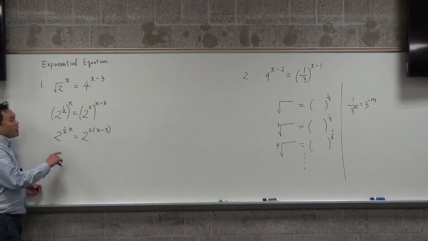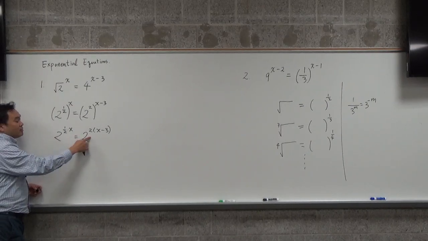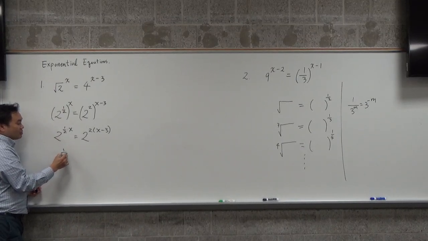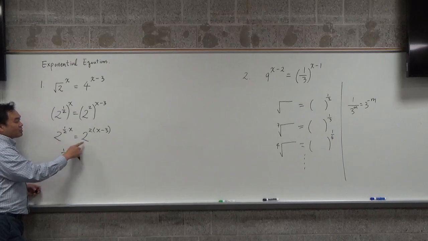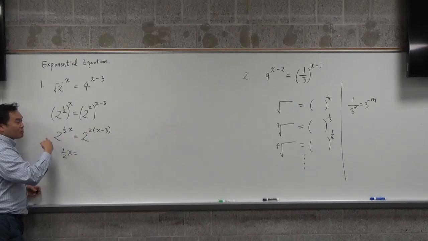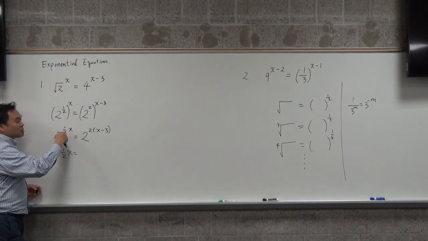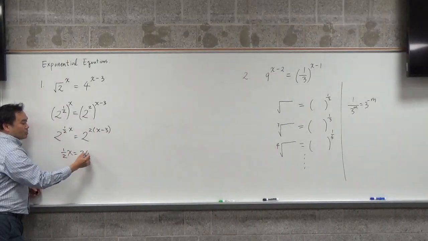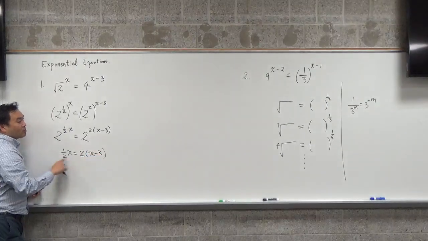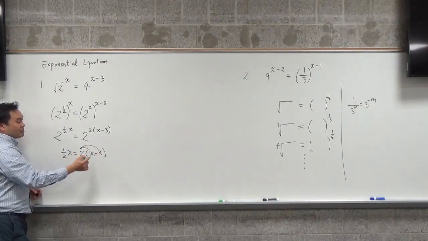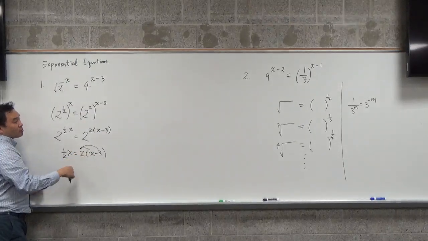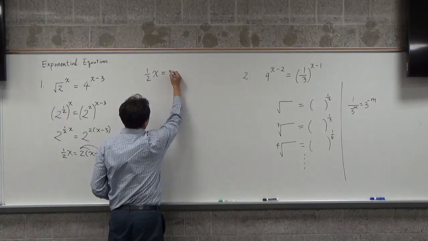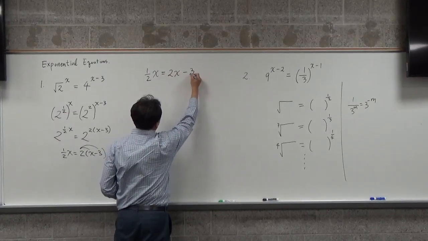Okay, so once you have it this way, then you have the same base. And what do you know? The exponents must be the same, right? If the bases are the same and the entire two numbers are the same, then both of the exponents must be the same thing. Therefore, we are solving this. Let's multiply the 2 to both of these terms. So you get 1/2 x equals 2 times (x minus 3).